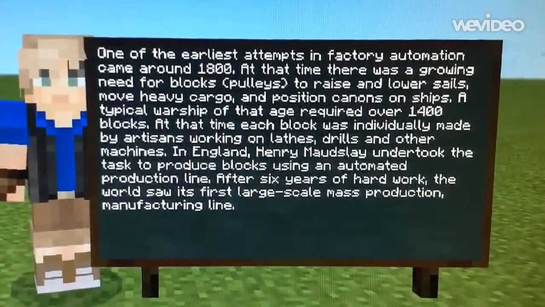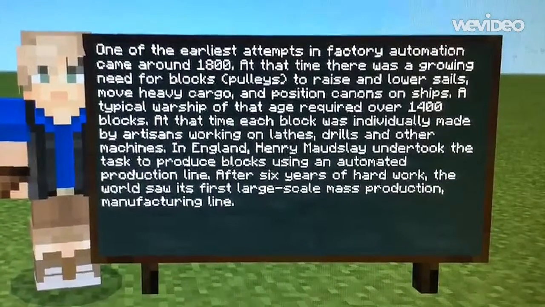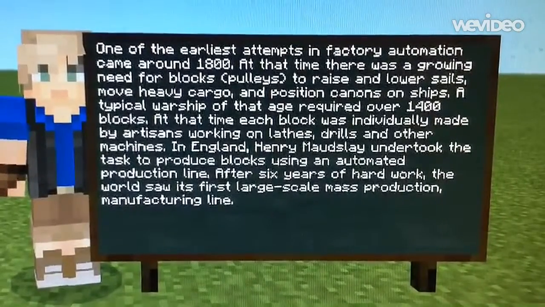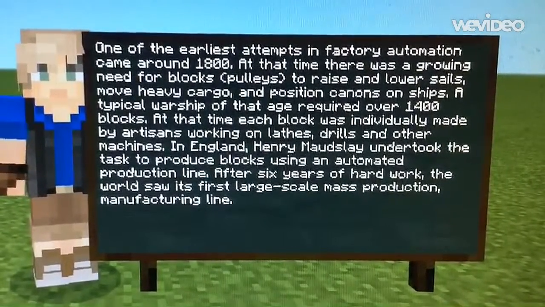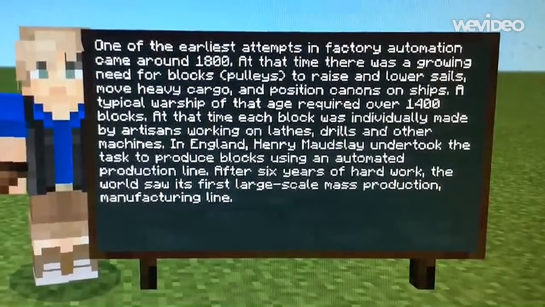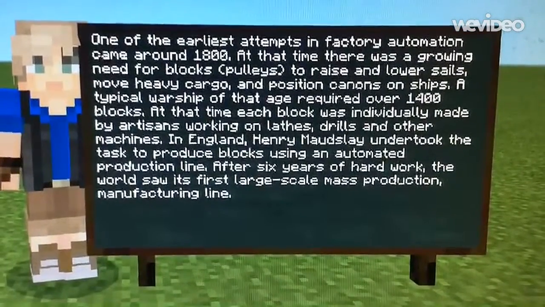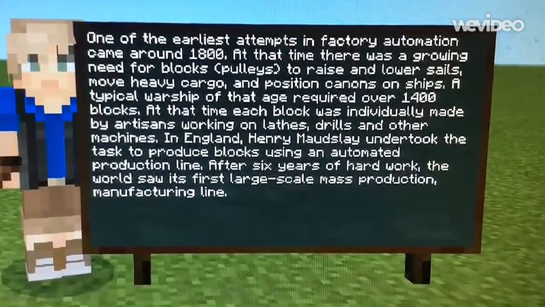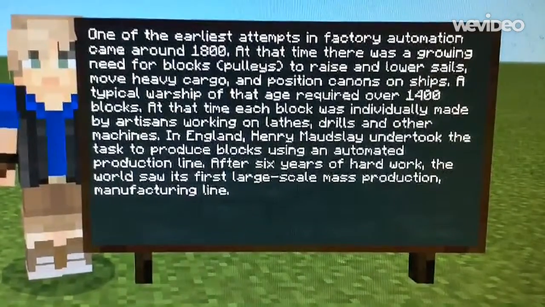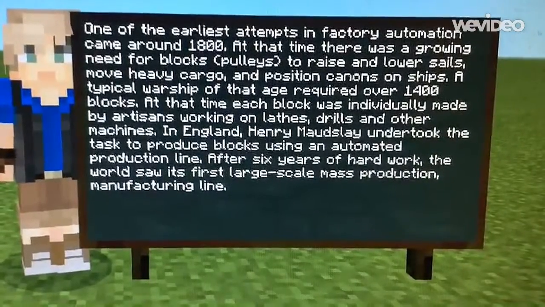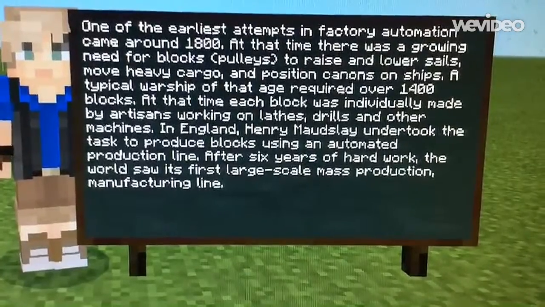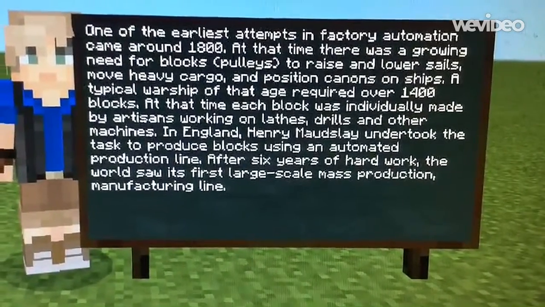At the time, there was a growing need for blocks to raise and lower sails, move heavy cargo, and position cannons on ship. A typical warship at the age required over 14,000 blocks. At that time, each block was individually made by artisans working on lathes, drills, and other machines. In England, Henry Maudslay undertook the task to produce blocks using an automated production line. After 6 years of hard work, the world saw its first large-scale mass production manufacturing line.